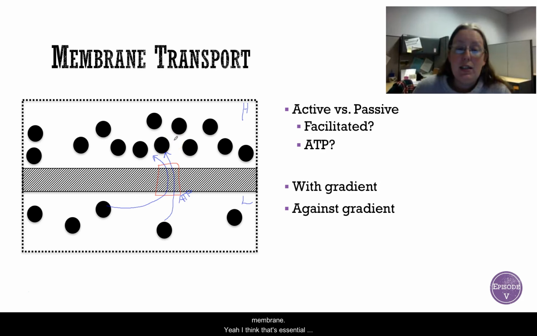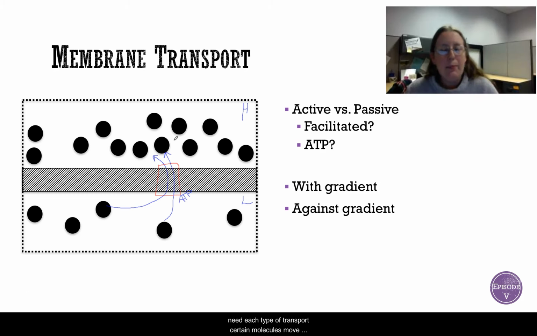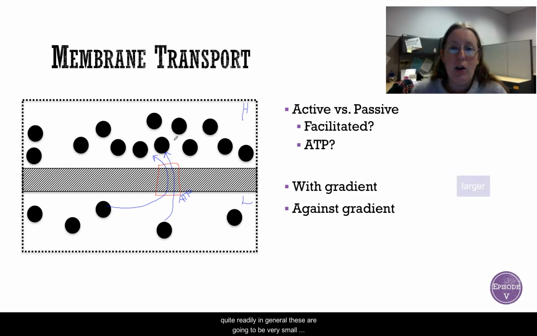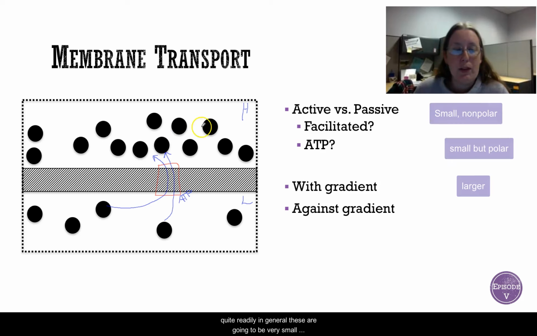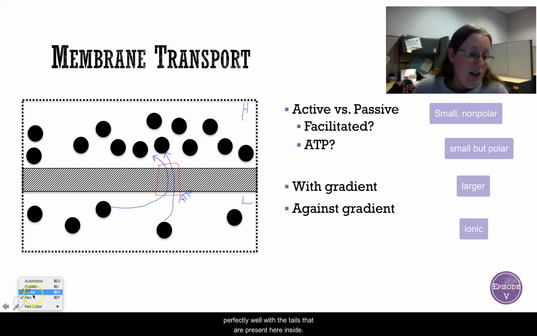The other thing that's essential here is understanding what types of molecules tend to need each type of transport. Certain molecules move through the phospholipid bilayer in cell membranes quite readily. In general, these are going to be very small molecules and ones that are nonpolar, so they interact perfectly well with the tails that are present here inside all of the cell membranes.